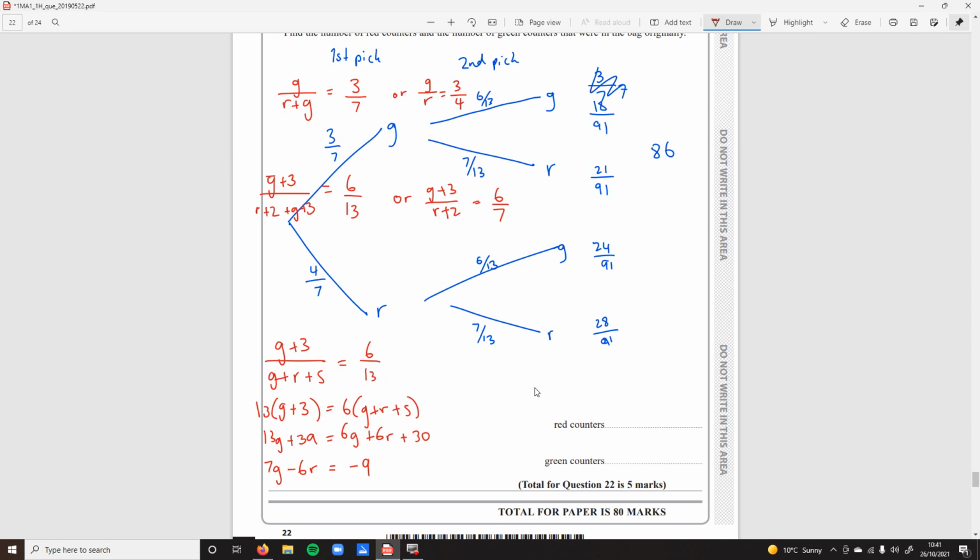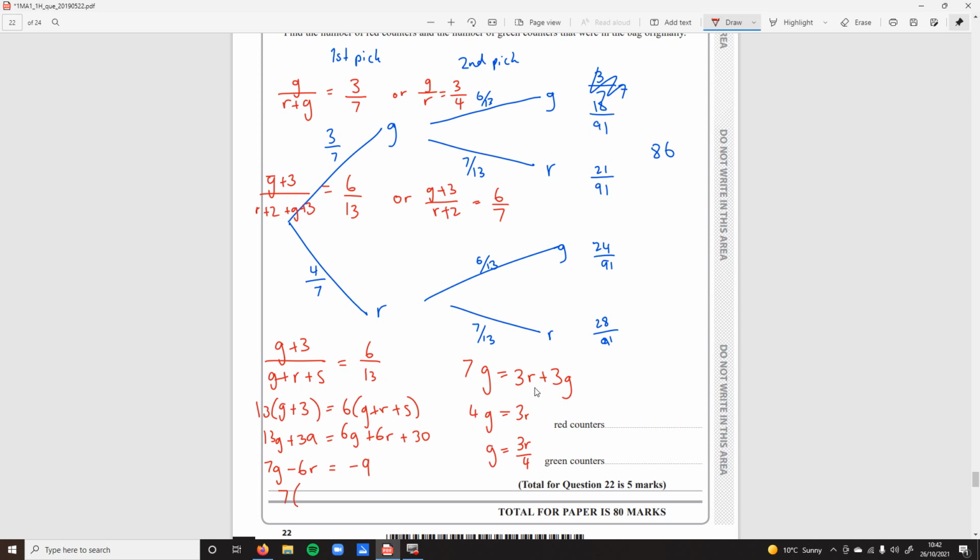And then you have to form an equation. This one is also G equals 7G equals 3 lots of R plus 3 lots of G. So then 4G equals 3R, and then you get that. Okay, so G equals 3R over 4.